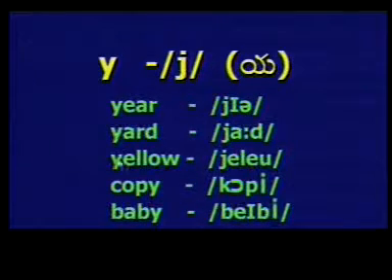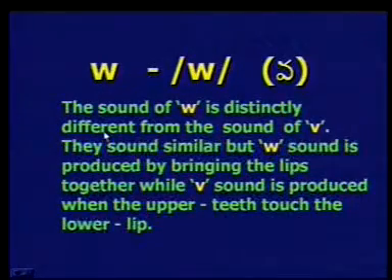Here, yard, look at the phonetic spelling please. J is there, but it is not ja, it is ya. You have to read it as yard, yellow, copy. If you see the sound here, it is Y, but it is the I, that is the E, the vowel sound, baby. And this sound W is distinctly different from the sound of V.